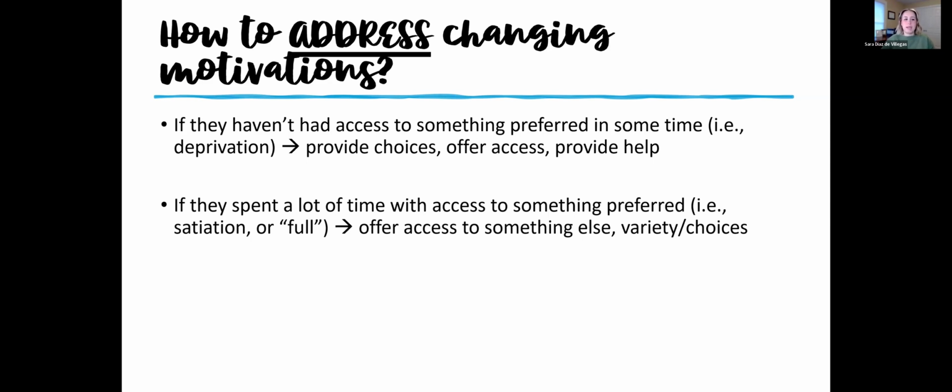Now, the flip side, if they've had a lot of time with access to something preferred, they're really not interested in it anymore. They're getting bored, their cup is full. That's the time when you can see behavior start to tip over from I'm bored to I have nothing to do. I don't know what to do with myself. So I'm probably going to do something that people don't want me to do. That's engaging in some of those challenging behaviors, disruptive behaviors, things like that.